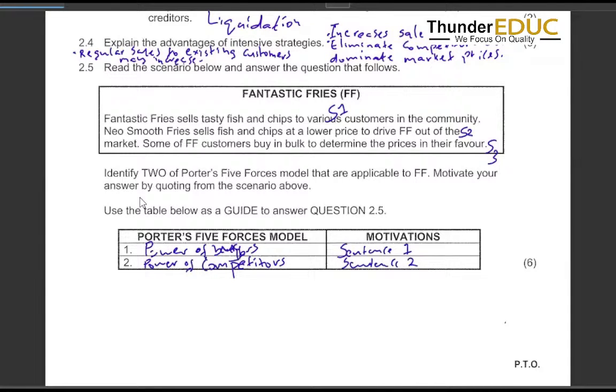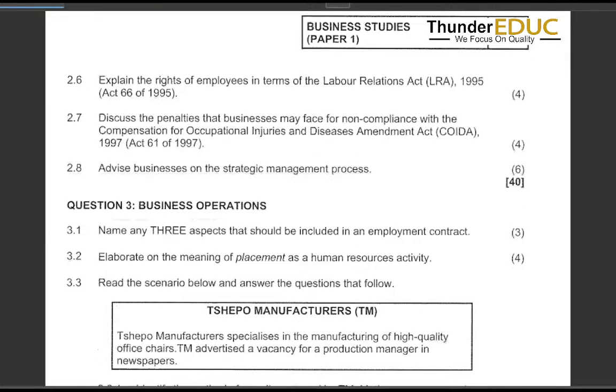Okay, right, grade 12. So now let's move on to the next question. So now the next question reads as follows. We have question 2.6. So now 2.6 reads as follows. Explain the rights of employees in terms of the Labour Relations Act, Act 66 of 1995. So in this regard, we are actually having 4 marks. So in these 4 marks, you are expected to give 2 points.